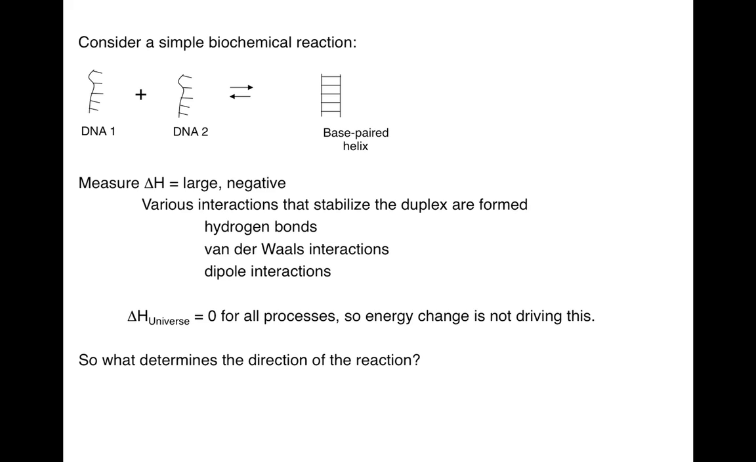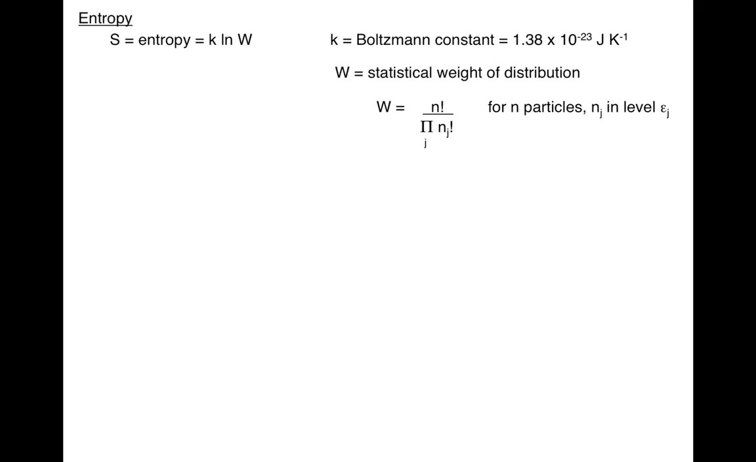We can measure the delta H of the reaction. Let's say it's large, it's negative. We know from our previous discussion of forces that there are various interactions that are going to stabilize this, like hydrogen bonds and van der Waals interactions and so forth. But the enthalpy change for the universe is 0, so that can't be driving that change, even with all these favorable energies occurring. So what's determining the direction of the reaction?